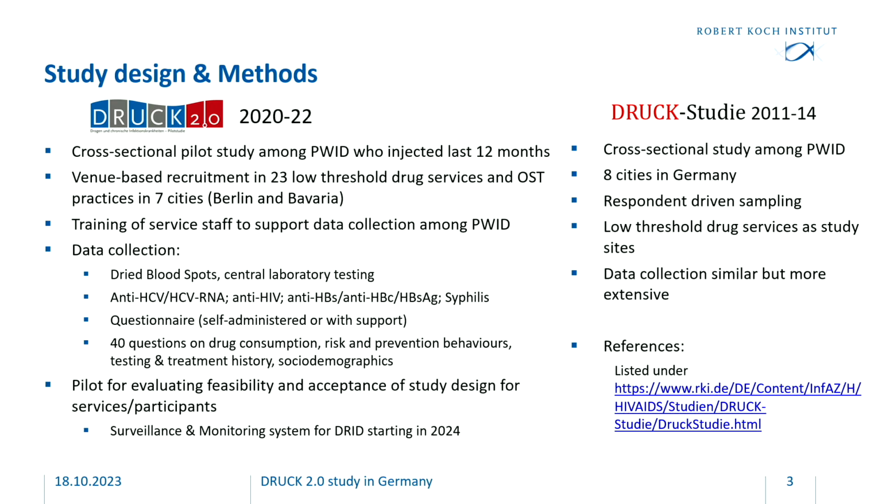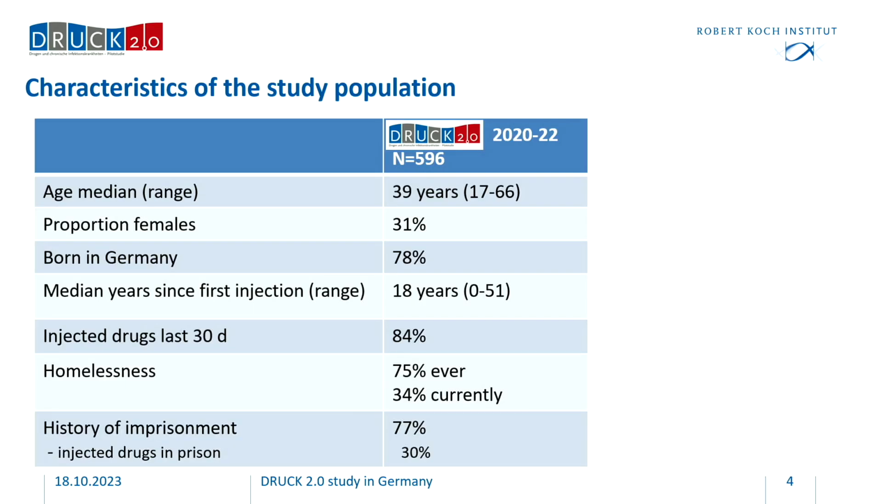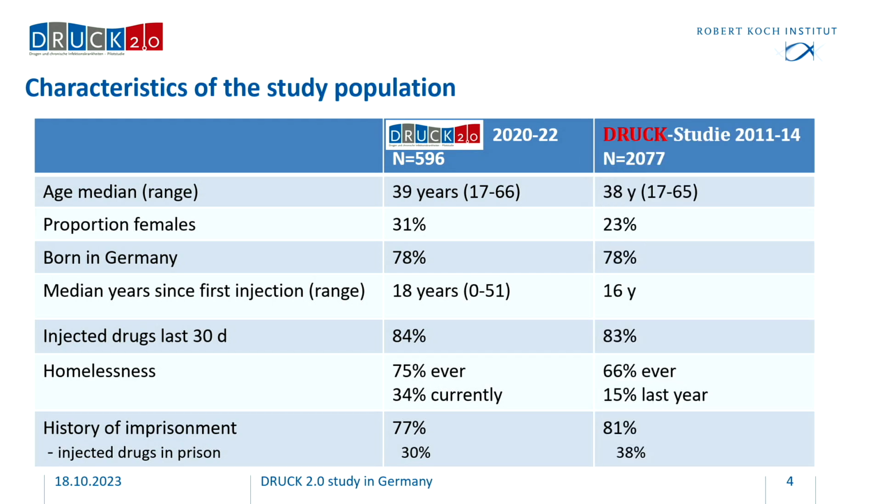Slightly different in methods, 8 cities in Germany and recruitment via respondent-driven sampling, but also in low-threshold drug services and similar data collection, but much more extensive. So we have at least 2 data points to compare here. So just to show you some characteristics of the study population of this recent study, that was almost 600 participants, and in the old study, 2,000 participants.